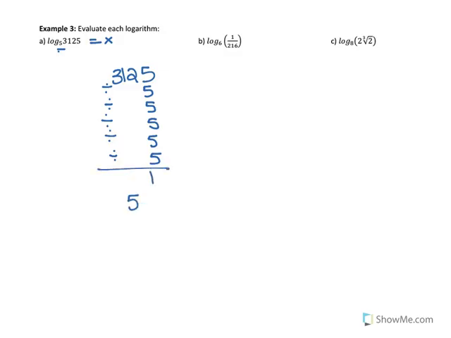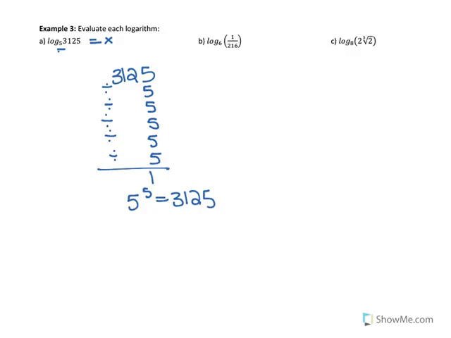So we have log base 5 of 3,125. So this is the same as saying 5 to the power of what equals 3,125. So I'm going to start by taking 3,125, and I'm going to divide by 5 until I get to 1. And it's going to take me 5 times to get there. So 5 to the power of 5 is equal to 3,125. So we know the answer is 5.